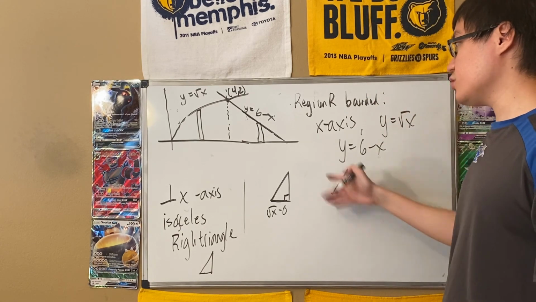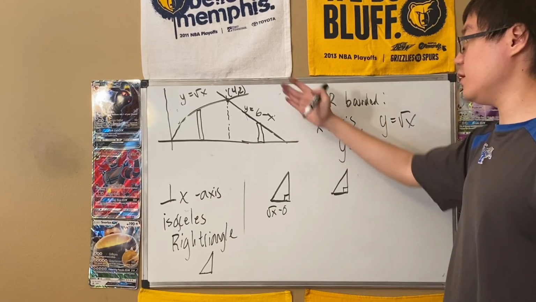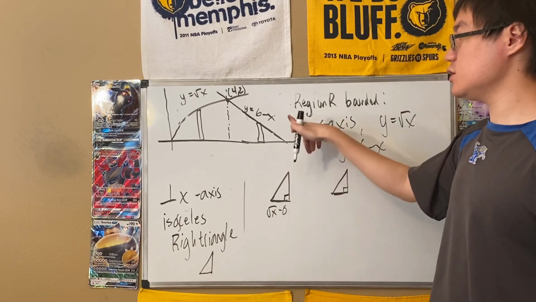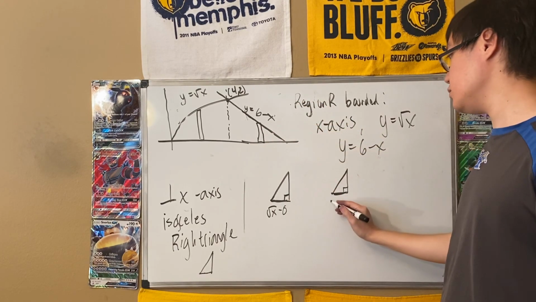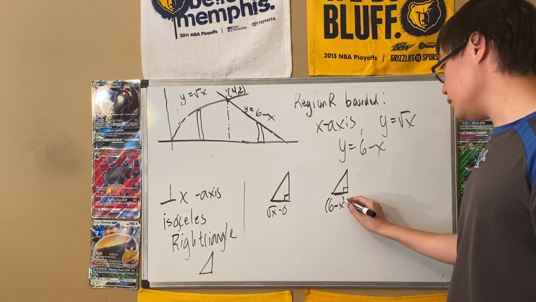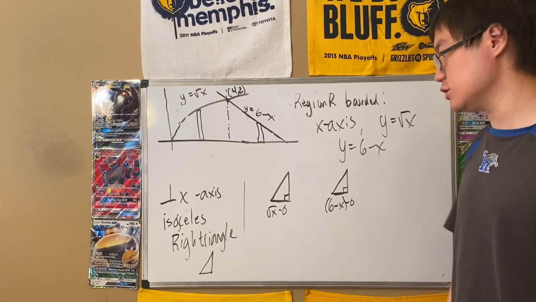Then for the second triangle, for the second half of the base, it's going to be top minus bottom again. But in this case, we're doing this separation because the top and bottom change. So it's going to be 6 minus x minus 0. Again, this is top minus bottom, and we're doing 2 because top and bottom changed.